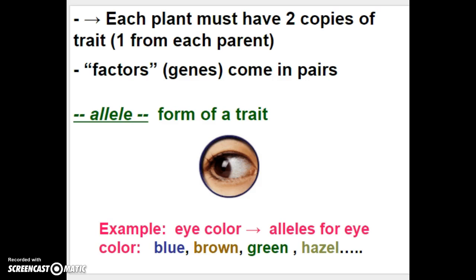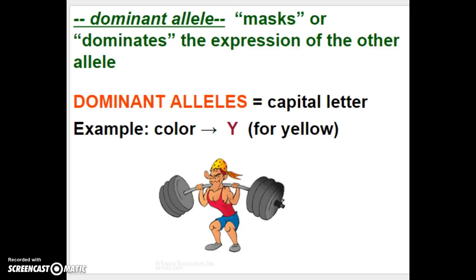So when Mendel was doing his experiments, he realized that one of these factors, or alleles, were dominant. They would mask or dominate the expression of the other allele. So we represent dominant alleles with capital letters. So we know that it's dominant. So for the color, since that was that 3 in the 3-to-1 ratio, there was more yellow than green peas, we have a capital Y for yellow.